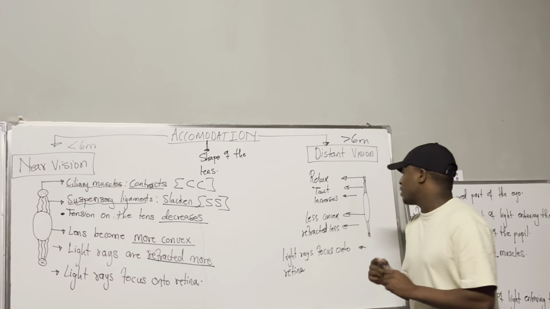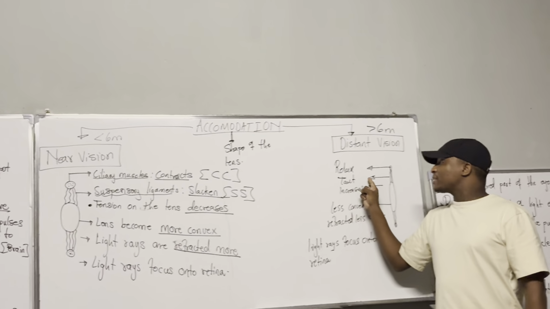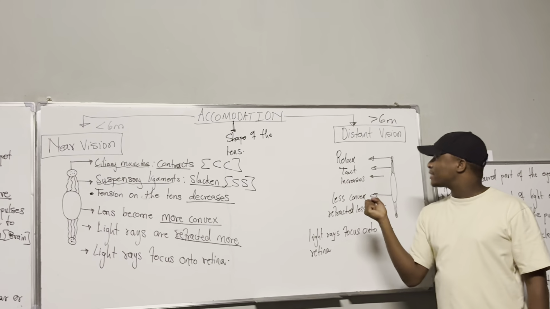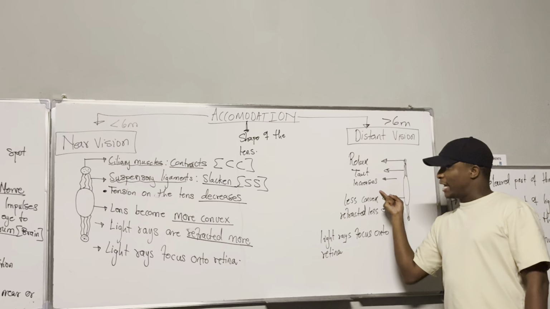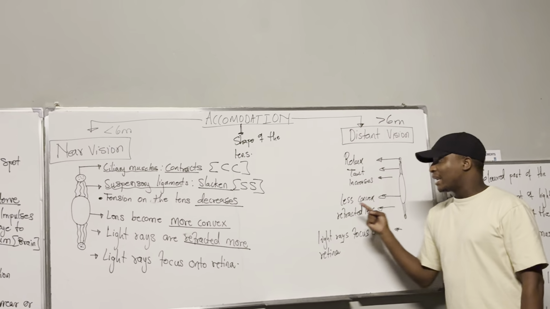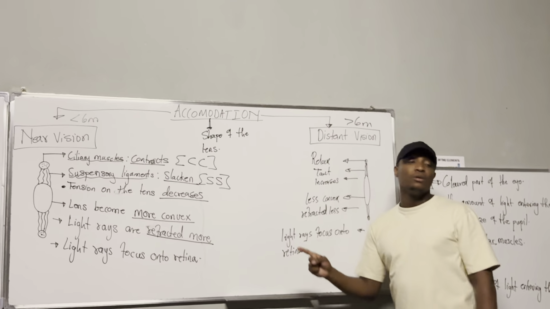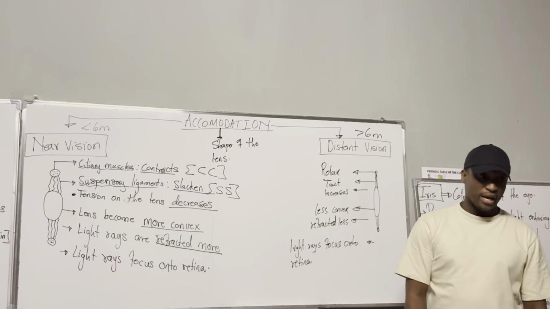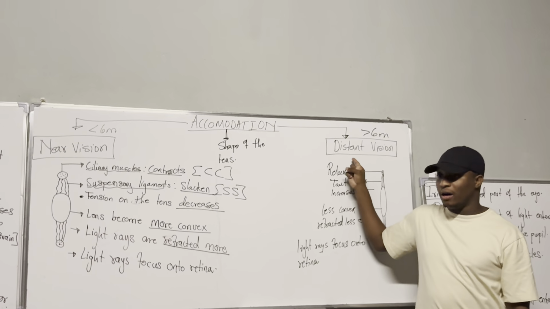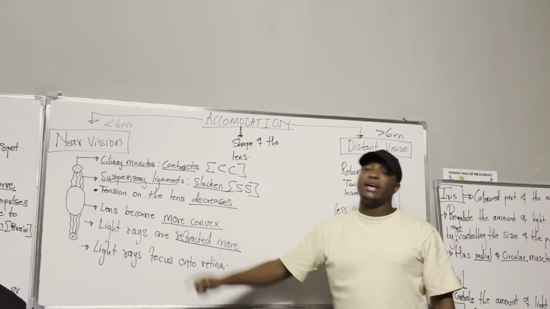So that means what you're going to say here, ciliary muscles what now? Relax. Suspensory ligaments become taut. Then the tension on the lens increases. The lens become less convex. Light rays are refracted less. Light rays focused onto the retina. Are we together? So this is in terms of what now? The distant vision. Then this was in terms of the near vision.